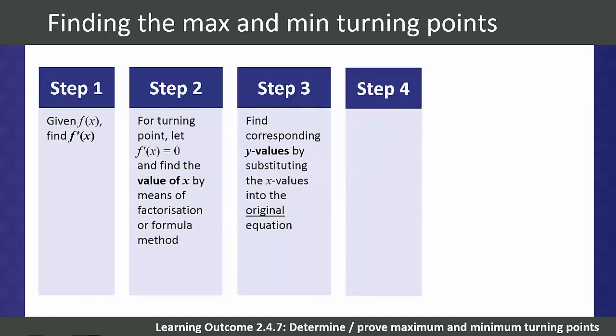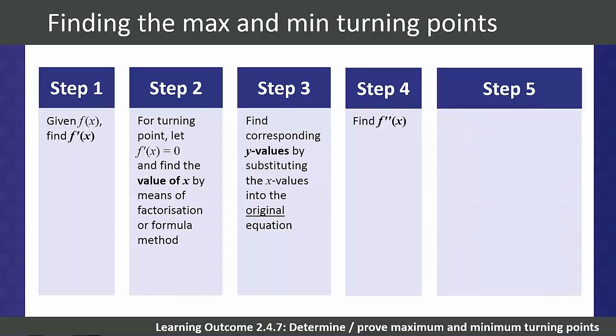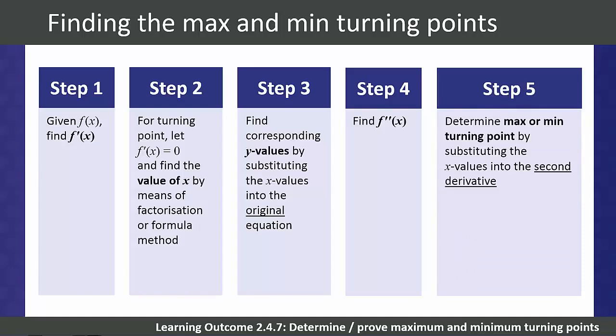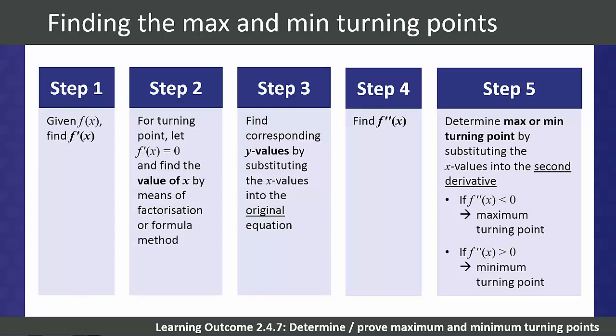Step 4. Find the second derivative of the function. Step 5. For each x value, substitute into the second derivative and the following conclusions can be drawn. If the value of the second derivative is negative for x, there is a maximum. If the value is positive for x, then there is a minimum. Let's take a look at an example.